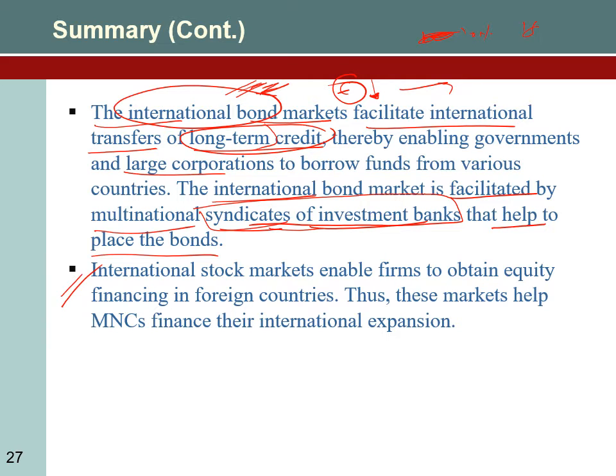The international stock market enables companies to obtain equity financing in foreign countries. Thus, these markets help MNCs finance their international expansion. And we talked about why companies go to issue shares outside of their home currency. Number one is international expansion. Number two, to gather more funds, because if they issue in their home country, maybe the amount they expect to raise is not up to the ability of the local investor to absorb that kind of financing.